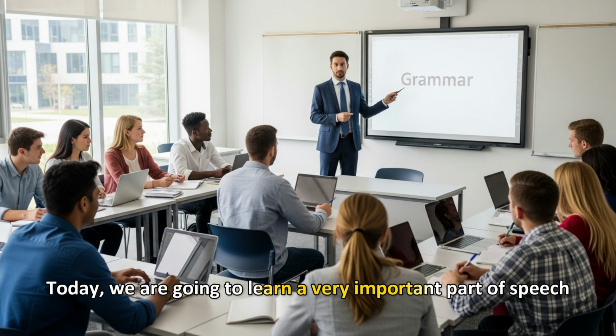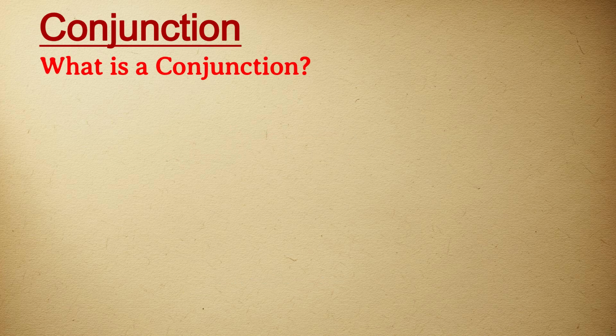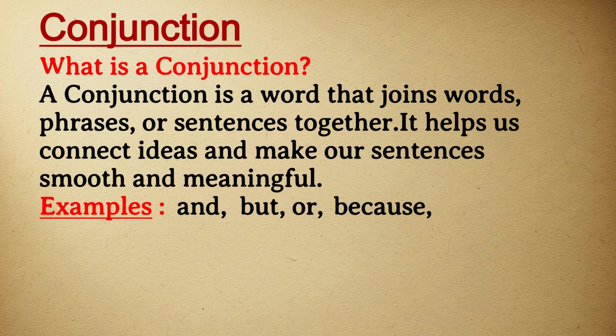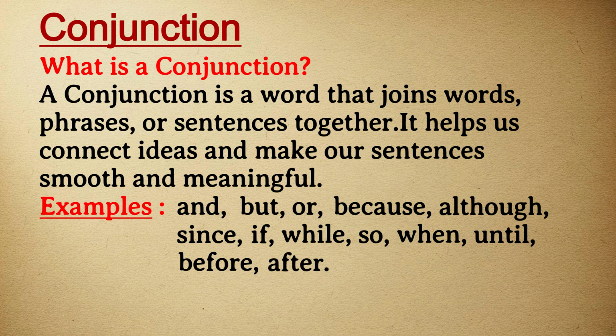Today, we are going to learn a very important part of speech, the conjunction. Are you ready? Yes, sir. All right, let's begin. What is a conjunction? A conjunction is a word that joins words, phrases, or sentences together. It helps us connect ideas and make our sentences smooth and meaningful. Examples of conjunctions: and, but, or, because, although, since, if, while, so, when, until, before, after.